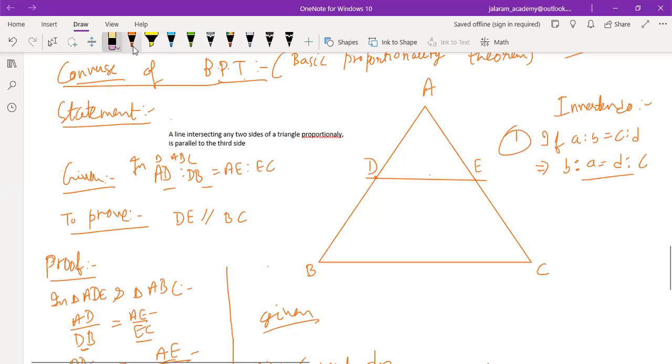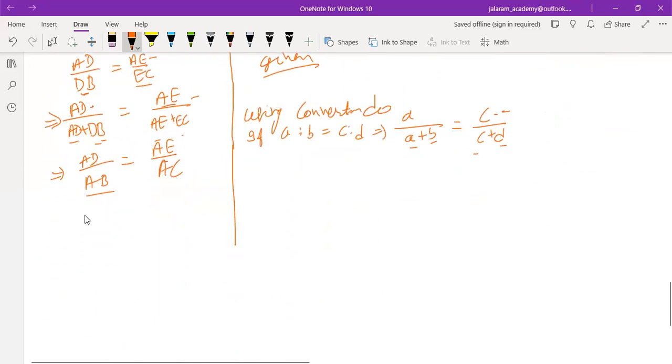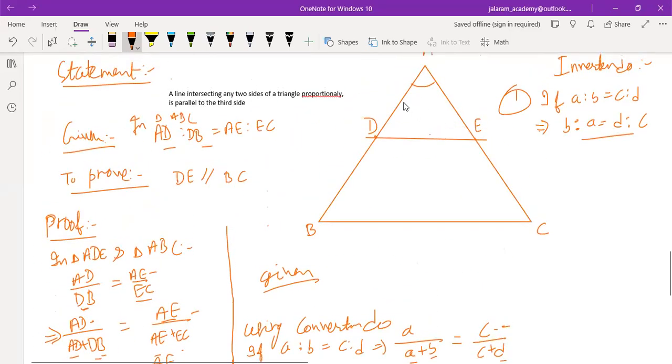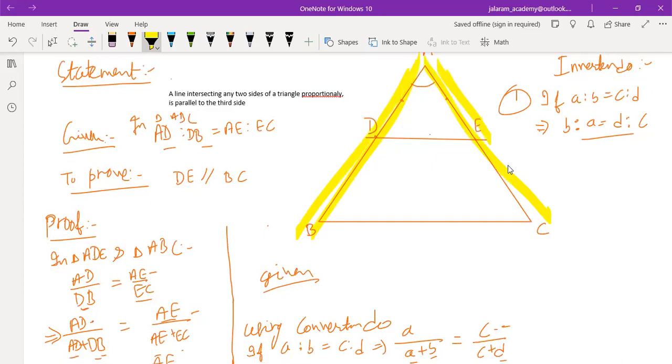Sides AD and AE are the two sides, and the angle between them is angle DAE. So we write its name. Now angle DAE, which is the angle of triangle ADE and lying between the sides AD and AE, which are proportional to the sides AB and AC. AD and AE are proportional to AB and AC, and the angle between them is common. So clearly these two triangles are similar.